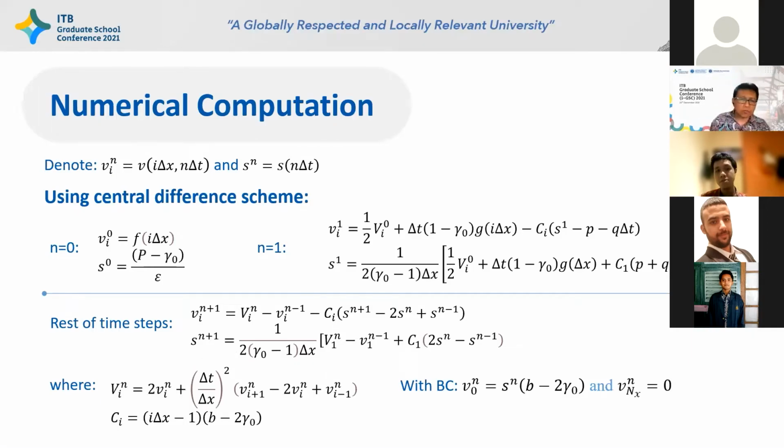Now we also implemented the numerical computation. Actually, we use a common finite difference scheme, especially the central difference scheme. But because we have two variables that need to be solved simultaneously, the v, the string itself, the wave itself, and the moving boundary, the v and the s, we need to simulate them simultaneously, and that's why the scheme is actually quite tedious. Next.